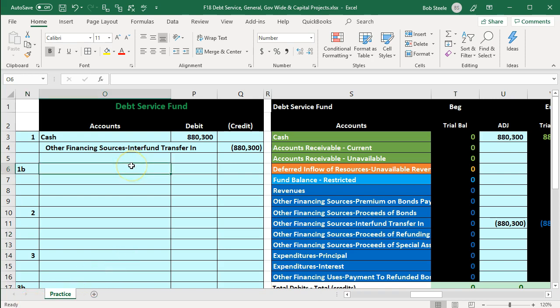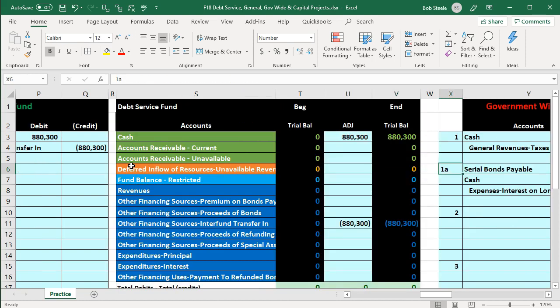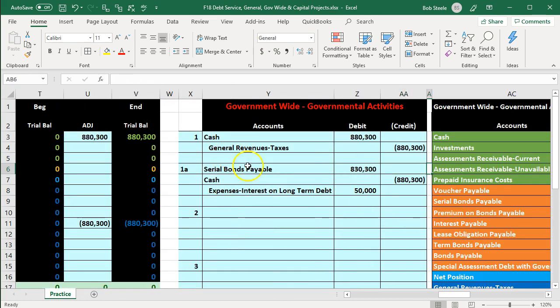Now this will be similar to the transaction. I'm going to scroll over to the government-wide activity we have here. However, we don't record the bonds on the books because they're long-term. For the debt service fund, we're recording on a modified accrual basis, and therefore we're going to record the flows. So if we think about this transaction, the cash is still going to be doing what the cash does. That's going to be the same.